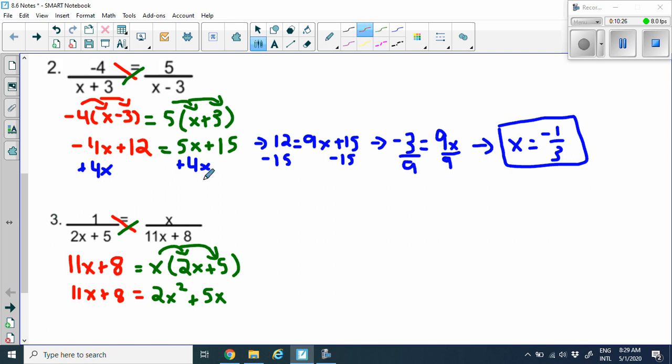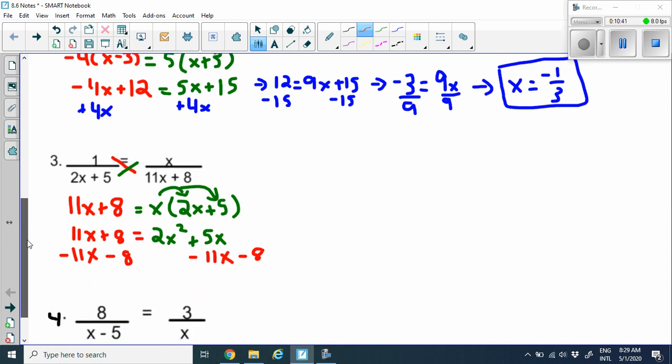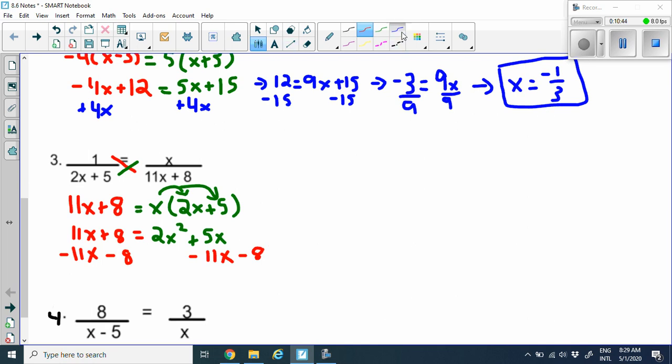So that means what I need to do is I need to subtract 11x from both sides. Make sure you put that underneath the correct like term. And then I'm going to subtract 8 from both sides. Okay, so now what we are going to have for our equation is 0 equals 2x squared. And we do 5x minus 11x, that gives us minus 6x. And then we have minus 8.